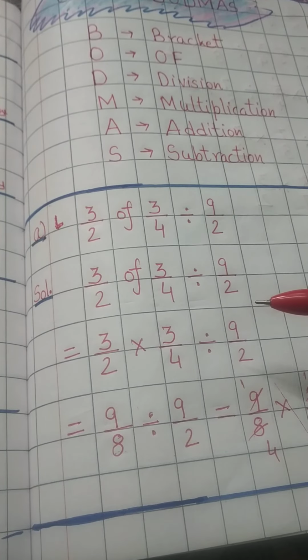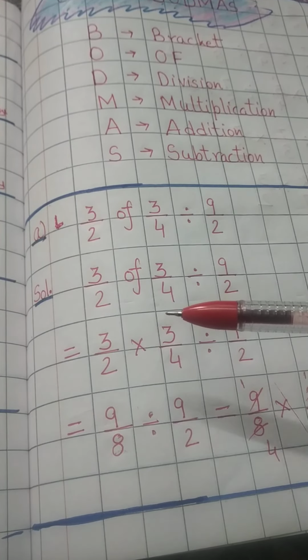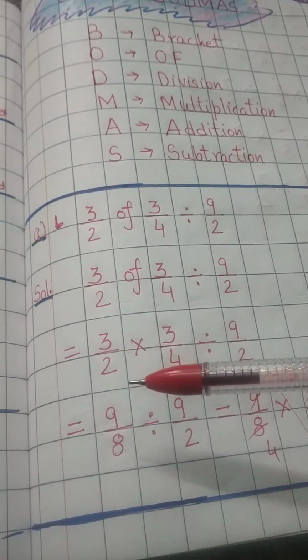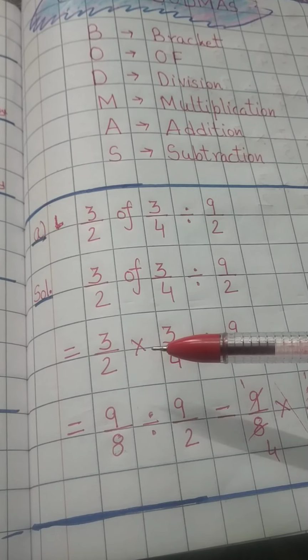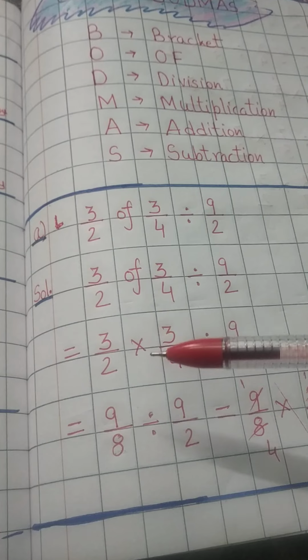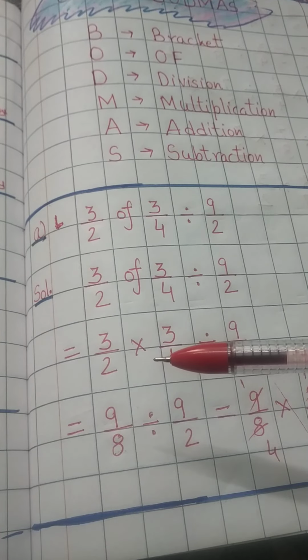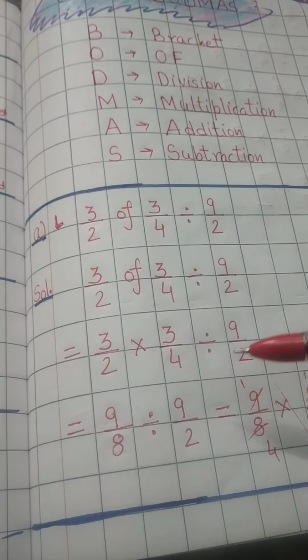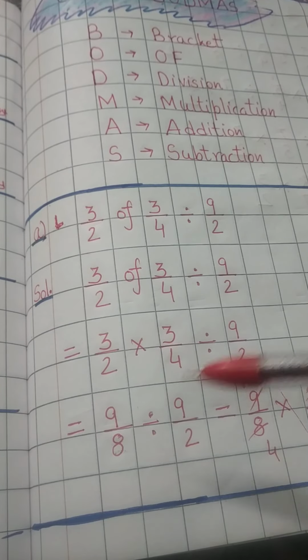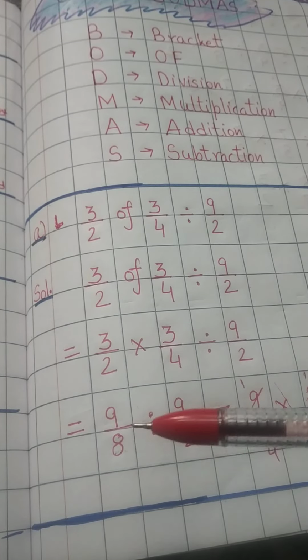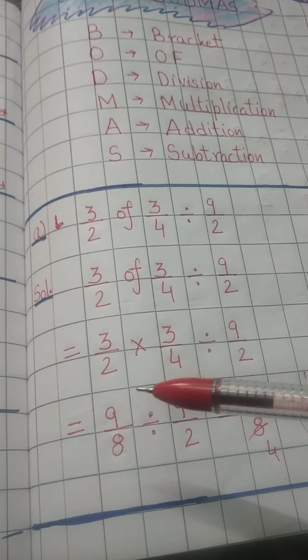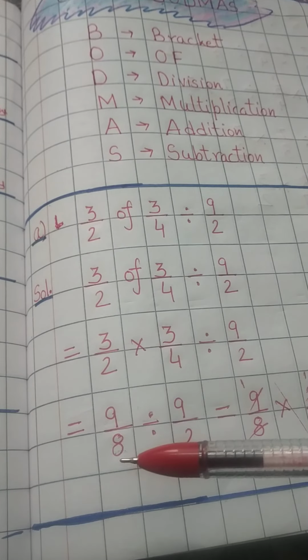Here no bracket is there, of is there, so first we will do of. 3 upon 2 of will be multiplication; we can write a multiplication sign in place of of. So 3 upon 2 multiplied by 3 upon 4 divided by 9 upon 2. We have to focus on the operation; the rest of the terms will be written as they are, no change. 3 3s are 9 and 2 4s are 8, so we will write 9 upon 8.